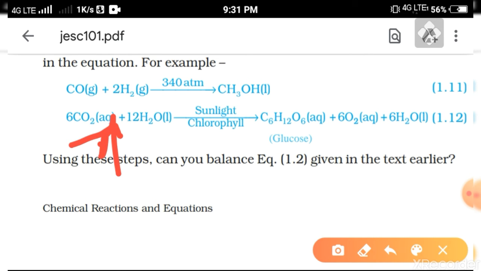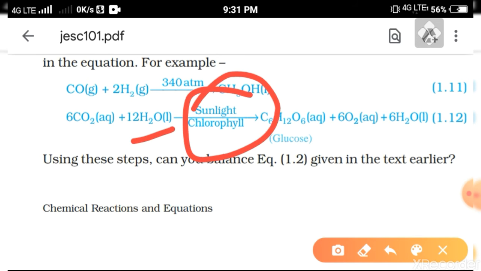Aqueous form means dissolved in water, or water molecules present in those atoms or chemicals. Also we can say moisture. So it is denoted by (aq), aqueous form. And water, you know, in liquid form, in the presence of sunlight and chlorophyll. You know this process is known as photosynthesis, which occurs in our plants.